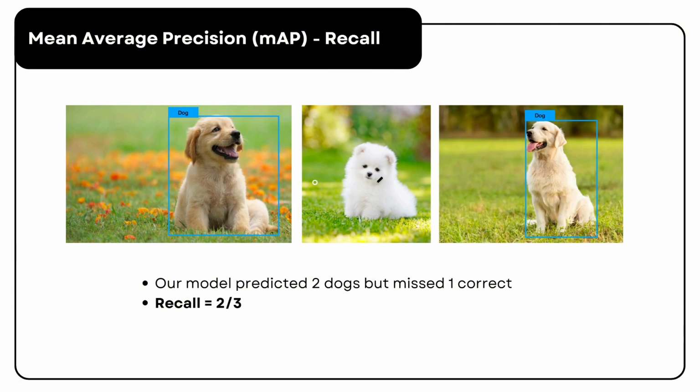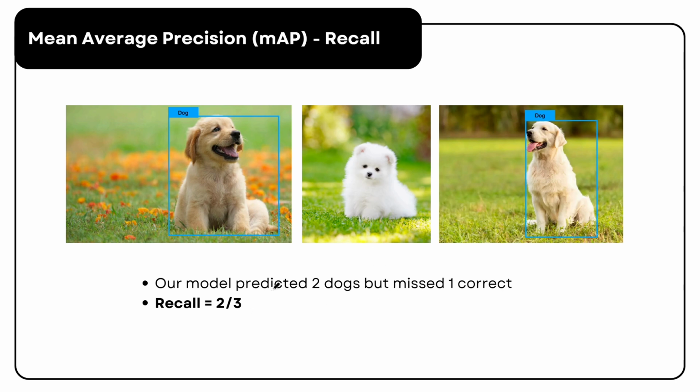Okay, so in this slide we have three actual dogs in the image, and the model correctly predicted the first and the third as a dog. However, it missed the second one here. This floppy white dog in the middle wasn't detected at all. So this means we have two true positives and one false negative, a dog that the model missed.